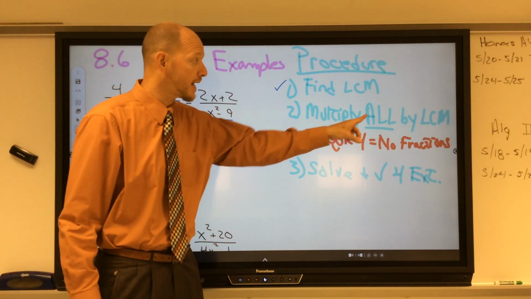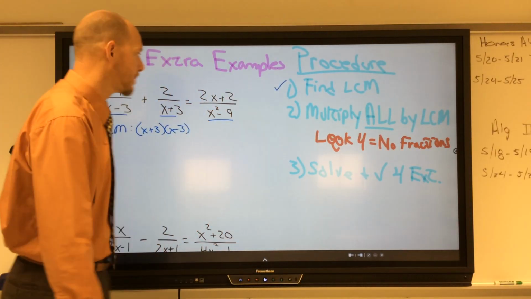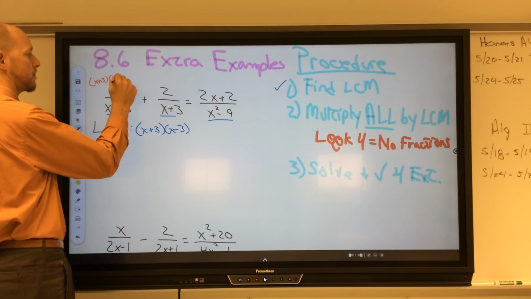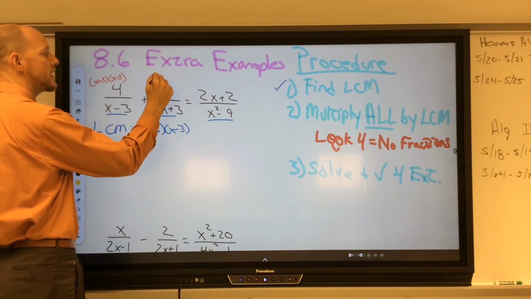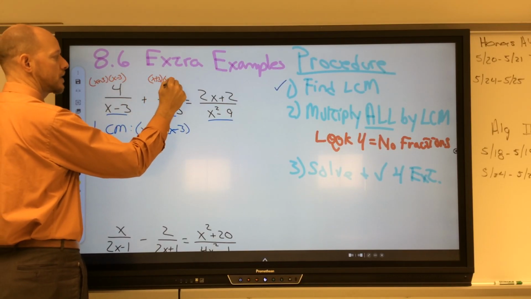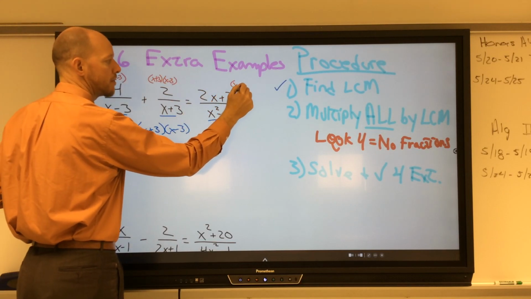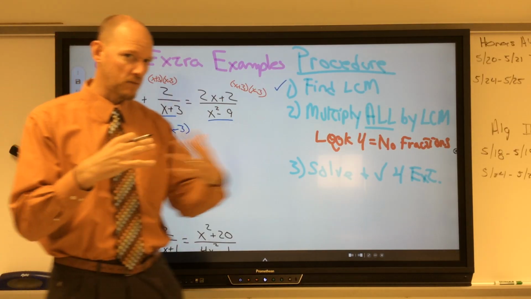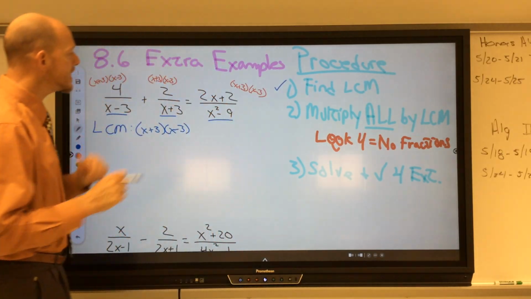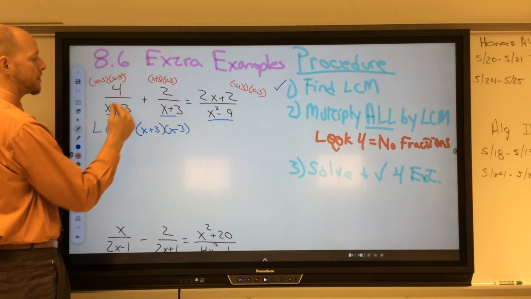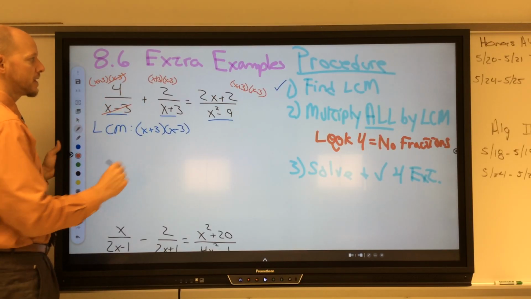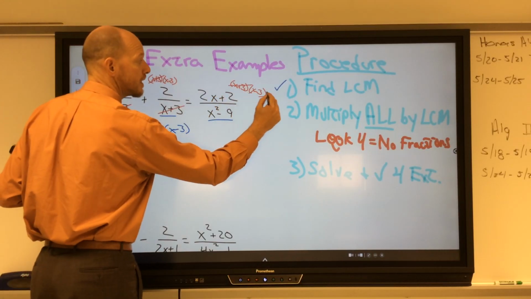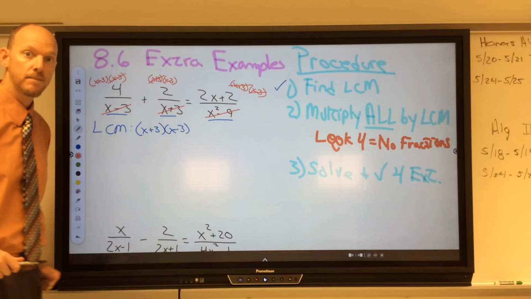Step number two, realize all fractions get multiplied by the LCM. So I'm going to take x plus 3 times x minus 3, and each one of these fractions gets multiplied by the LCM. So that's how I write my work. You might write yours a little bit differently. But the key here is that we realize that this x minus 3 will reduce with that one. This x plus 3 will reduce with that. And then both of these will reduce with the x squared minus 9.